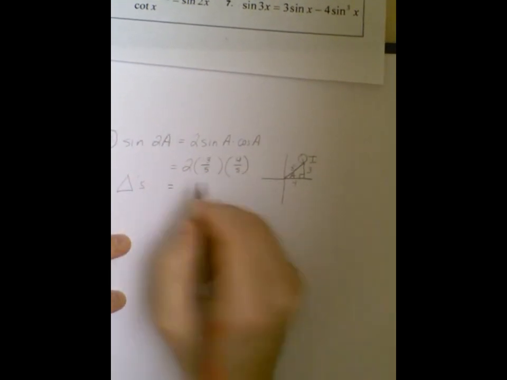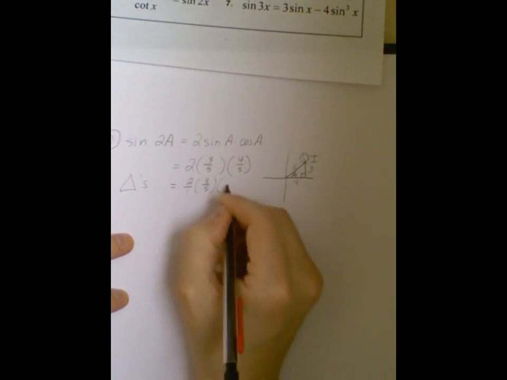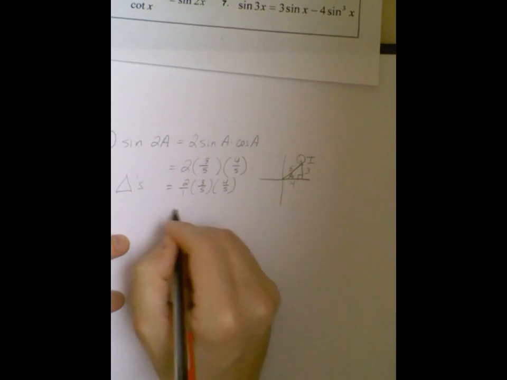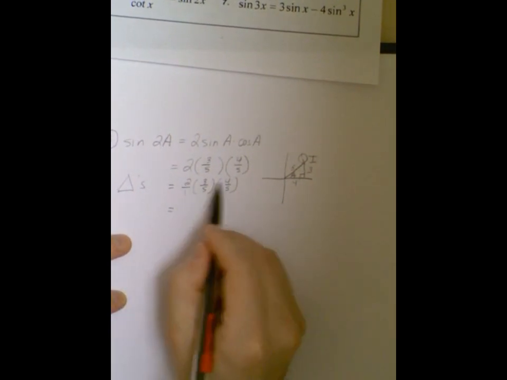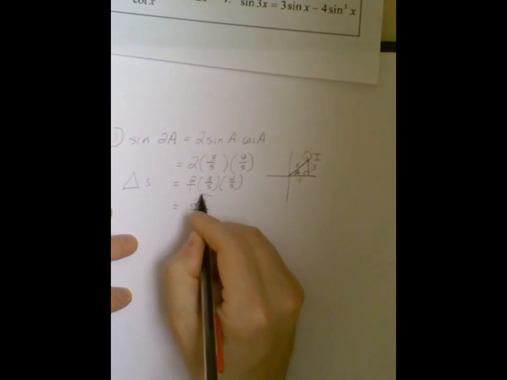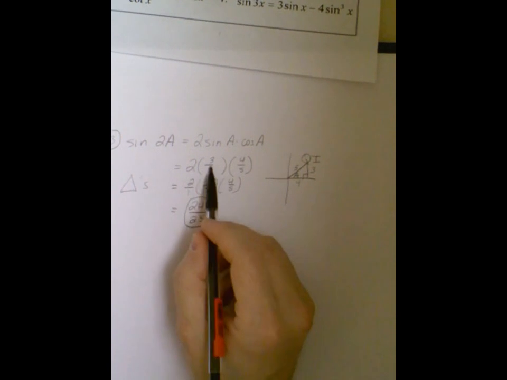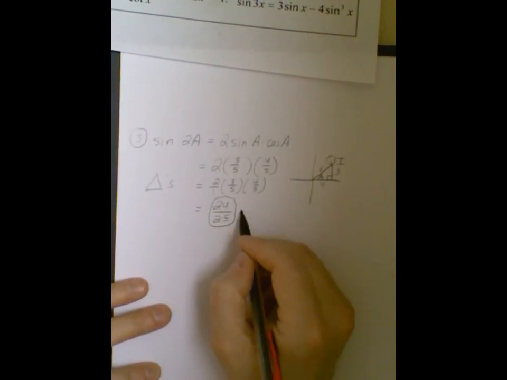All right, now we just do math. How about 2 over 1 times 3 over 5 times 4 over 5? And multiplying straight across, we get 24 over 25. Notice that we don't know what the angle is, and it doesn't matter at all. We don't need to know the angle. We're just plugging in all the sides. That's the answer to number 3.